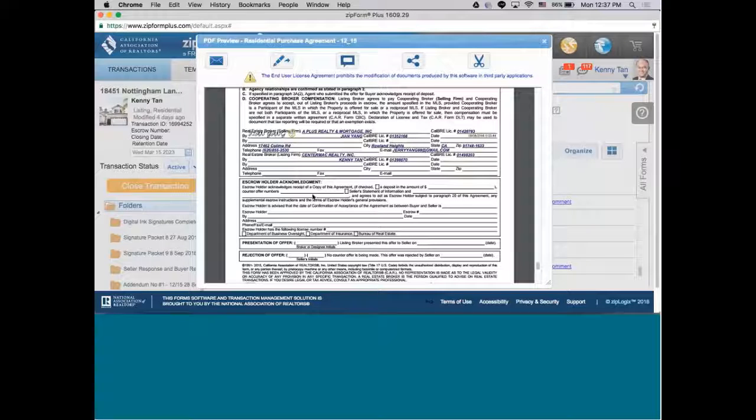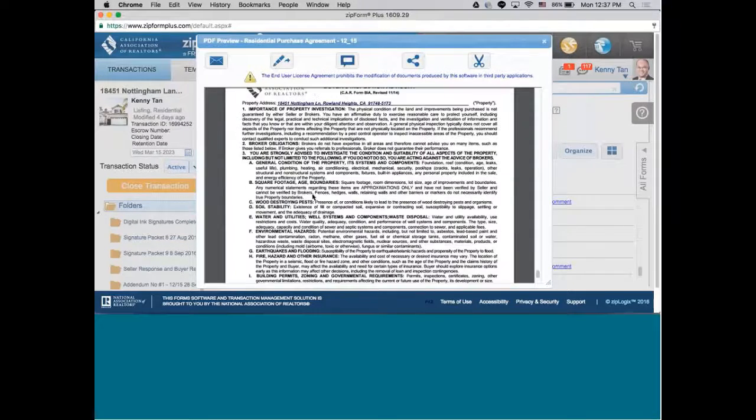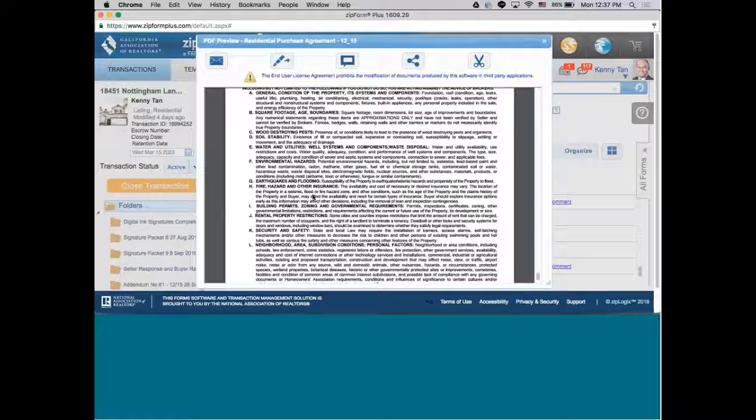Well, there are two ways to prepare a counter offer. One is just a regular counteroffer, and the other one is a multiple counteroffer. What are the advantages and disadvantages of preparing a counteroffer versus a multiple counteroffer? First of all, let's talk about when you are allowed to use multiple counteroffers.